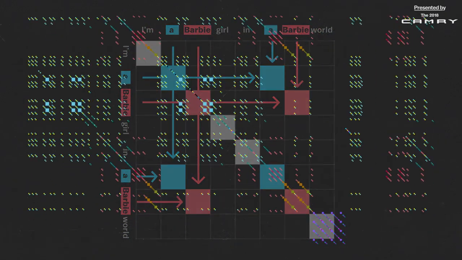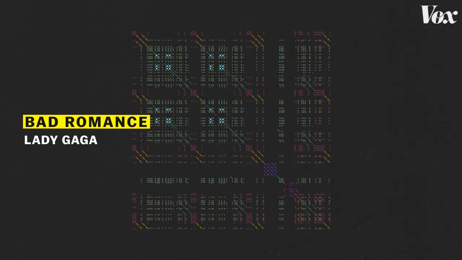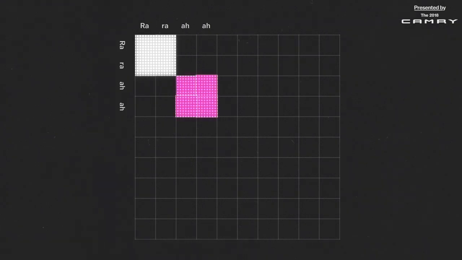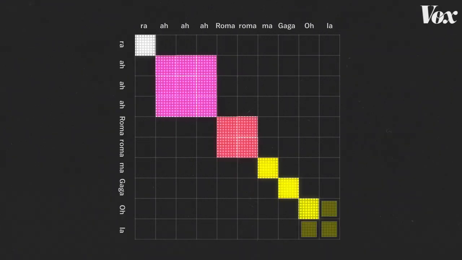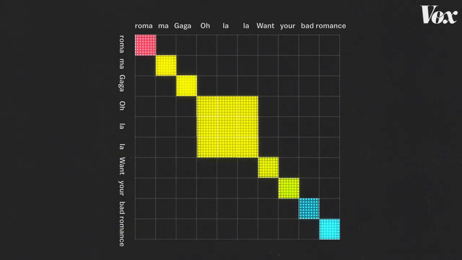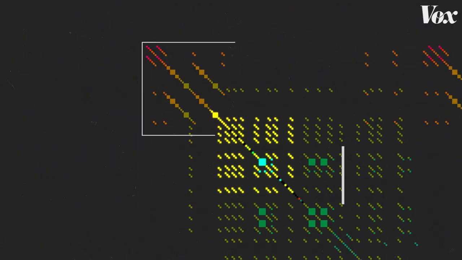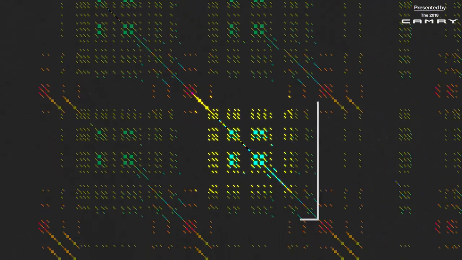I think my favorite example, and one of the earliest ones that I played with, was Bad Romance by Lady Gaga. One of the coolest things about this song is just how many different hooks she manages to squeeze into it. Depending on how you count, there are at least 5 different lyrical themes that repeat to the point where you start running out of words to describe them.